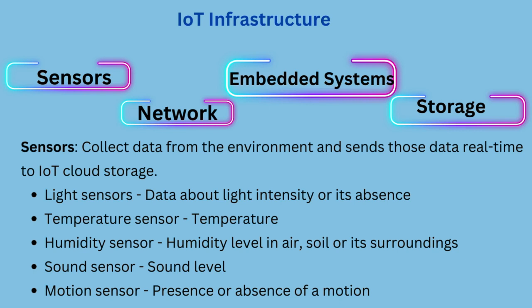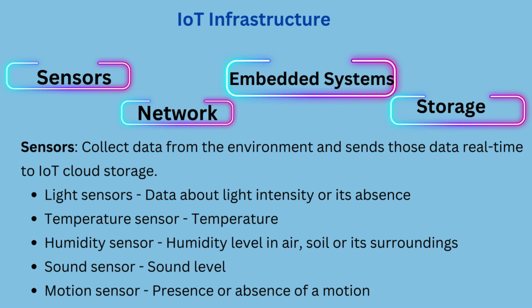Now let's look at the infrastructure of IoT. There are components that we need to learn: sensors, network, embedded system, and storage. So let's look at each of these. Sensors collect data from the environment and send that data in real time to IoT cloud storage. Sensors make IoT solutions trigger responses in real time based on the sensory data transmitted. Sensors must connect to the internet.